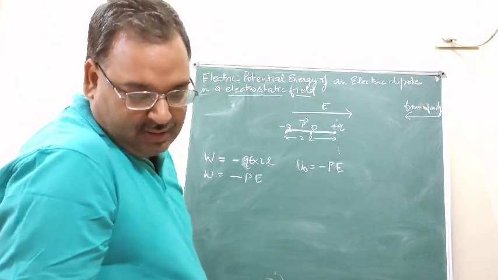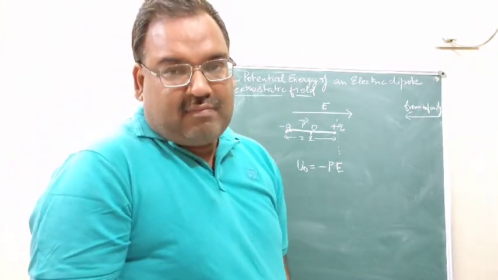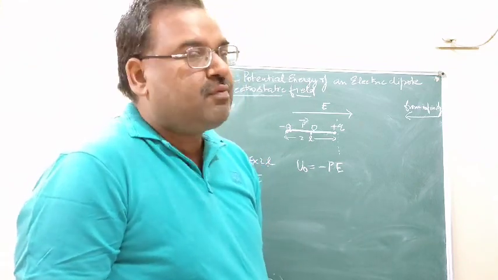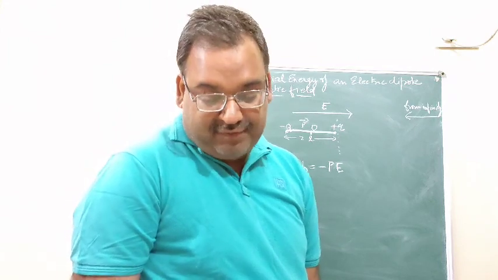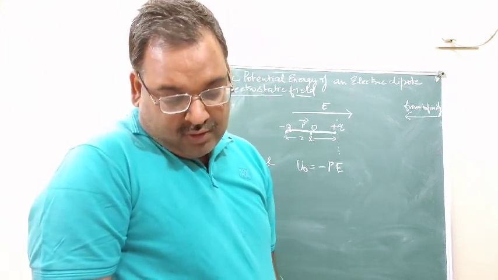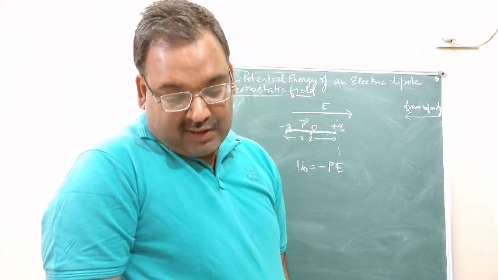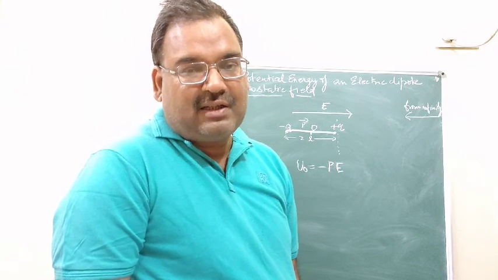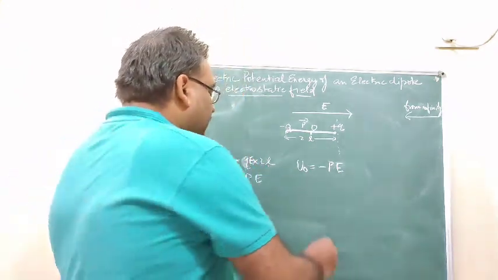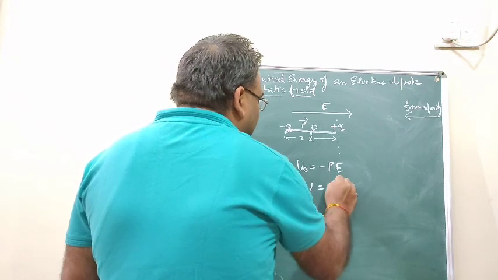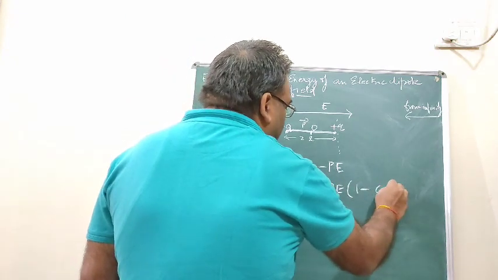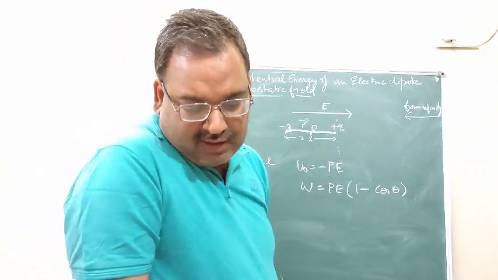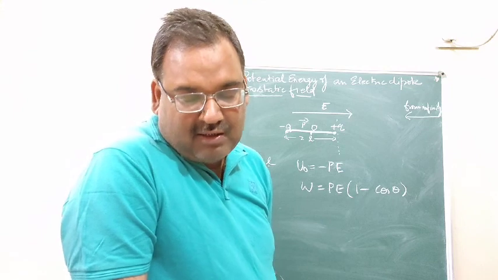Now this is when the dipole is moving. Now once the dipole is rotating, once the dipole is placed in the electric field, there will be a certain amount of work done in rotating the dipole in the field through an angle theta. The work done in rotating the dipole placed in an electric field is given by the formula W is equal to PE (1 minus cos theta).